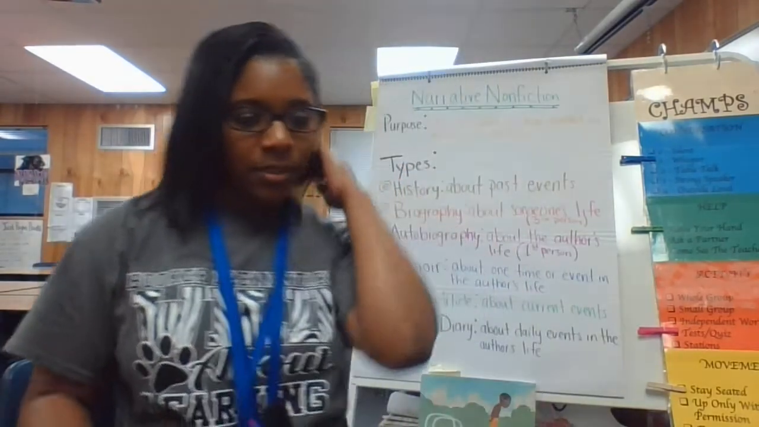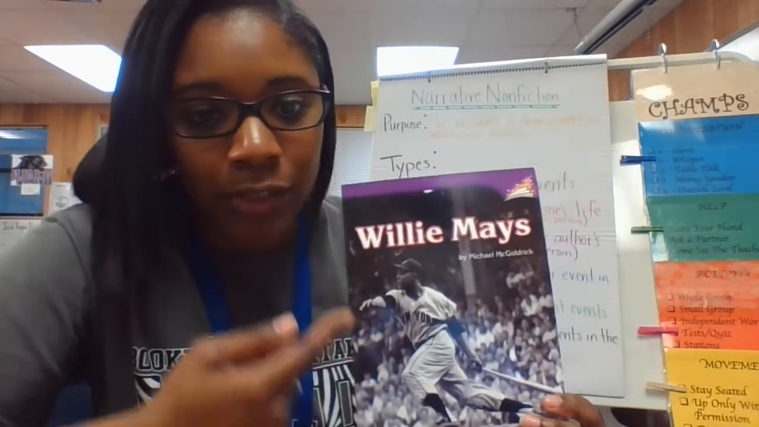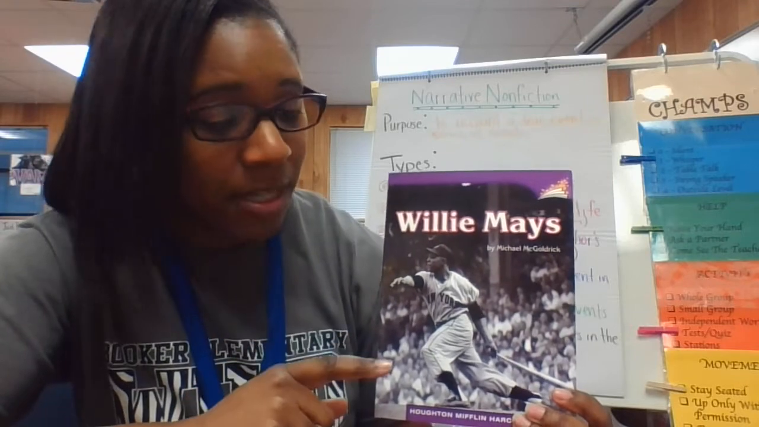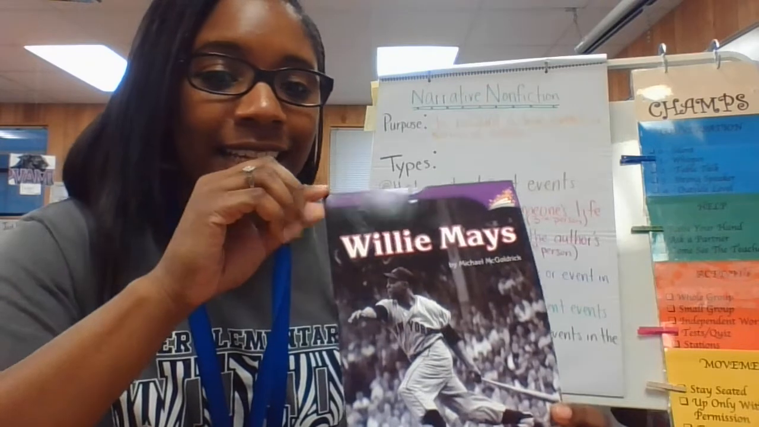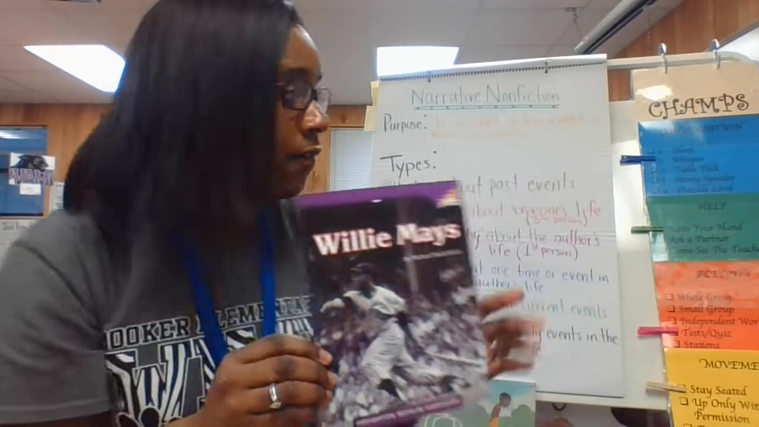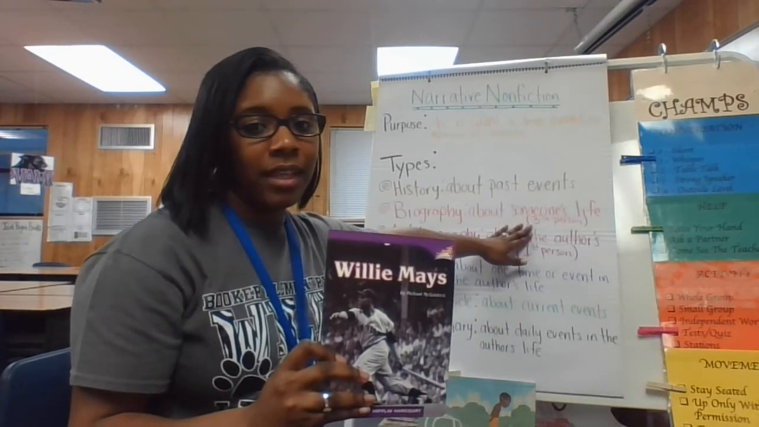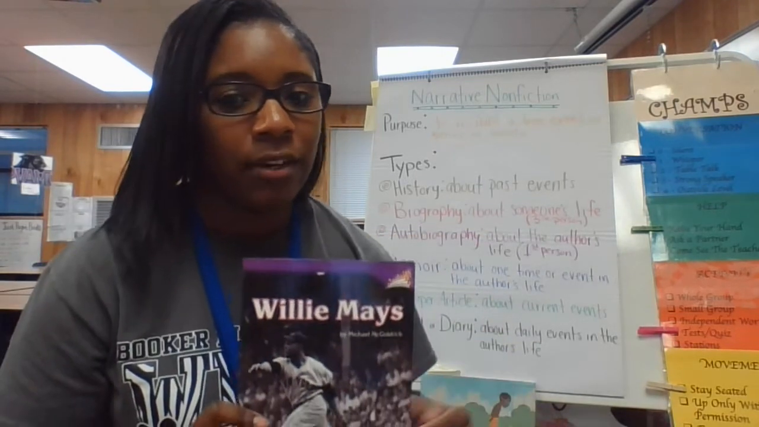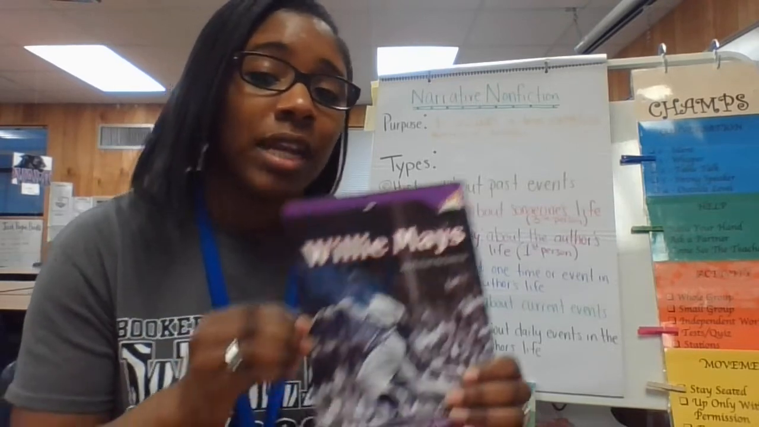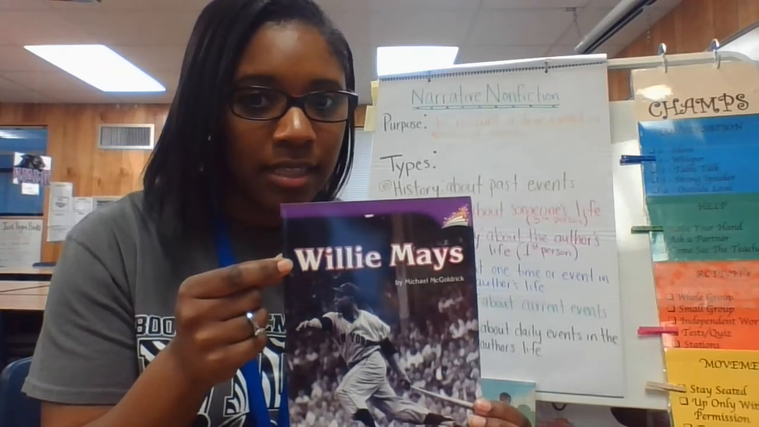So take a look at this book. This guy right here is Willie Mays. He was a famous baseball player. You can tell that by the picture. And this is an example of a biography. A biography is a story about someone's life. A biography is written in third person, and we're going to talk more about that a little later. Third person all means is that someone else wrote this book. Someone else wrote this book about Willie Mays.